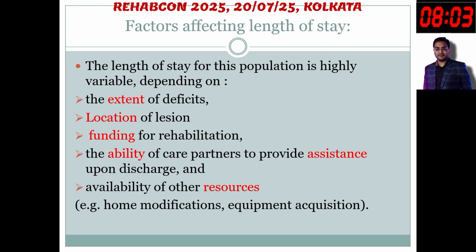Factors affecting the length of stay in a rehab unit. The length of stay for the population is highly variable and depends on multiple factors like the extent of deficits, location of lesions, the funding for rehabilitation, the ability of the care partners to provide assistance upon discharge, and availability of other resources like home modifications, equipment acquisition, etc.